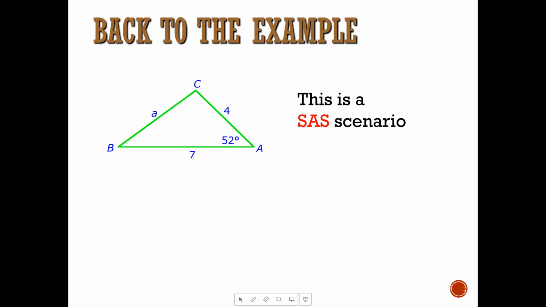Let's take a look. First scenario is called the side angle side scenario. It's called the side angle side scenario because I gave you two sides and the angle in between. We're going to start by solving for A. This one's the easiest because you could do the whole problem in one shot in your calculator. Done.